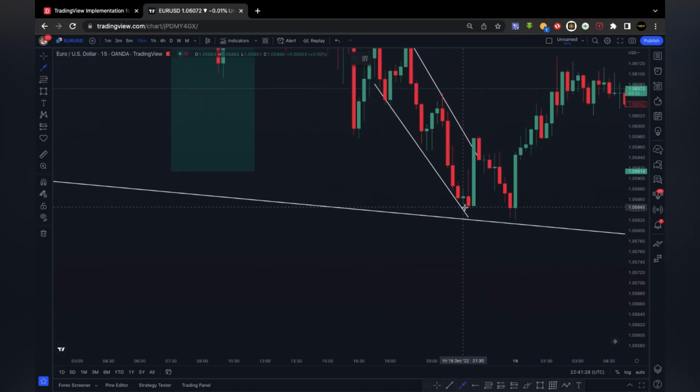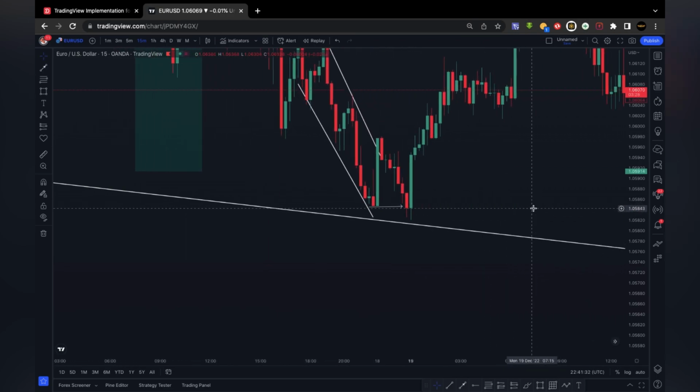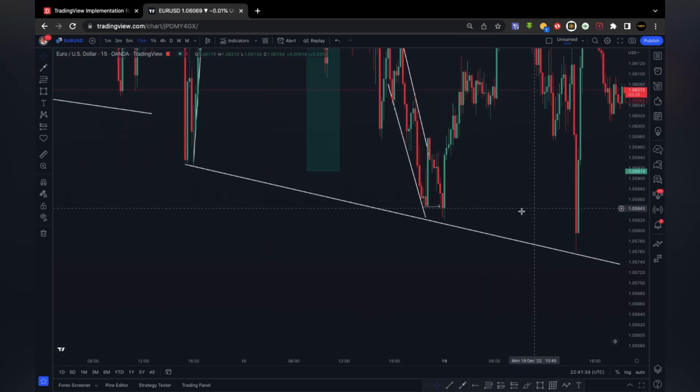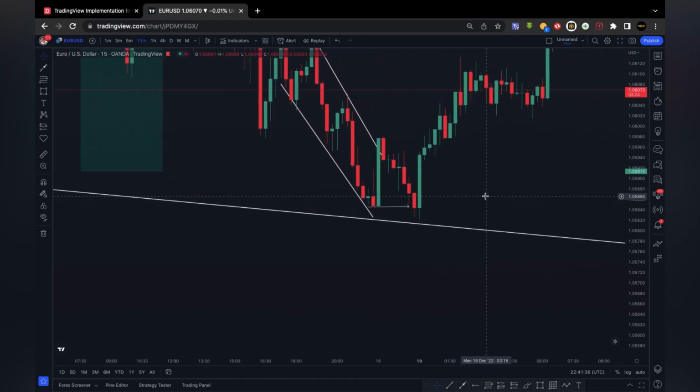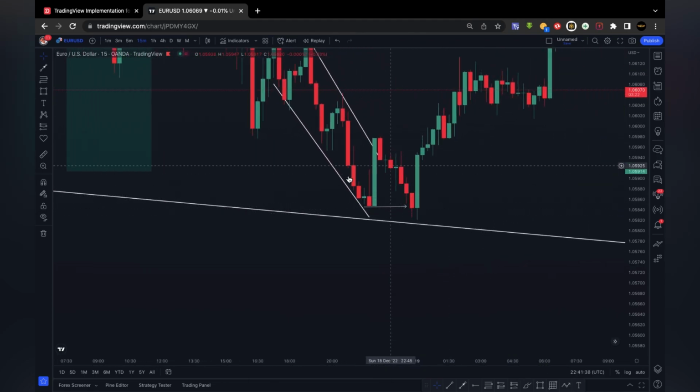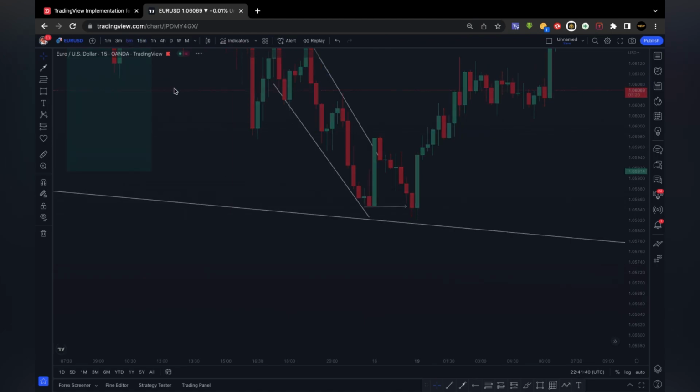So this is the low. This one, the sweep is so clear and significant. This is the low, right? This is the low. You see, so it was swept. This candle swept it, and then you go to the 5 minutes.